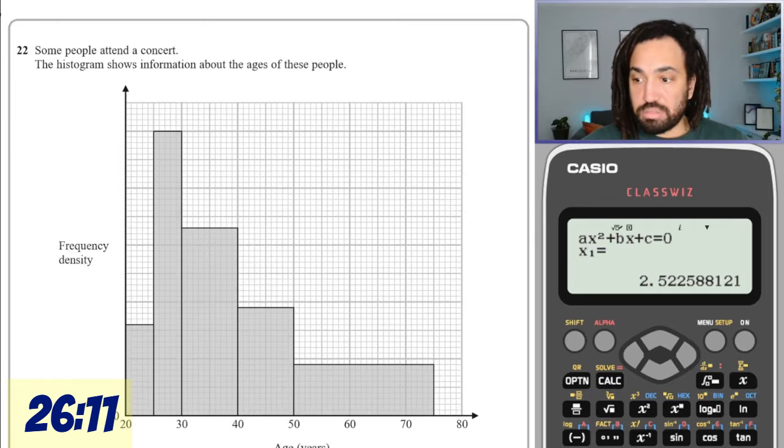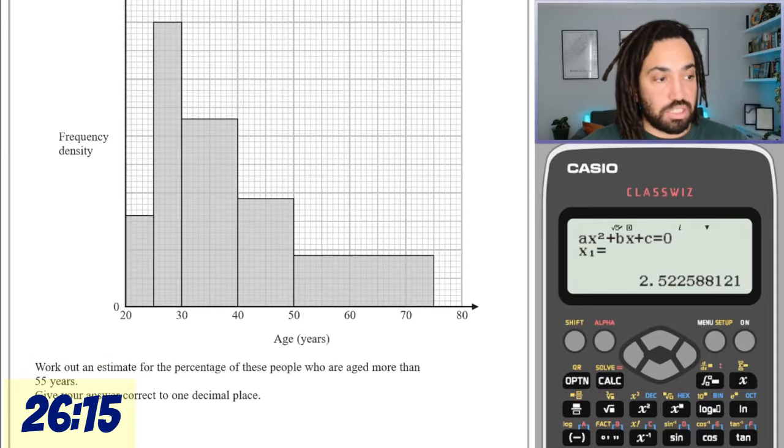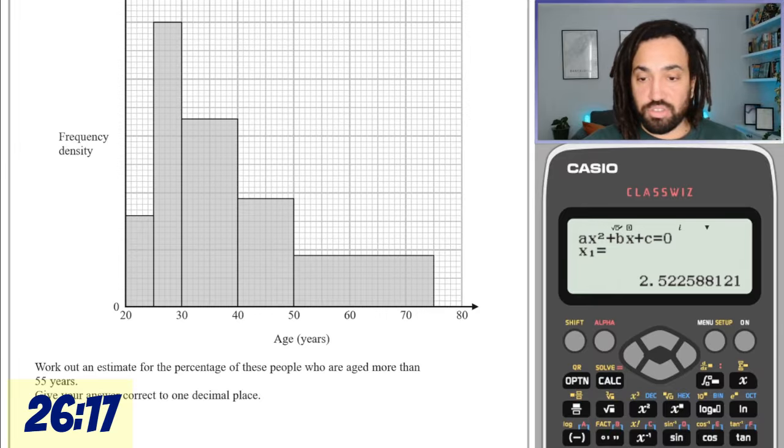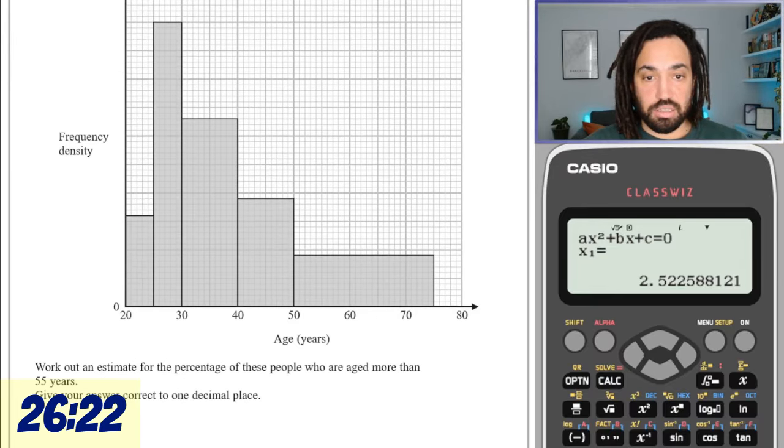Okay, so histograms, work out an estimate for the percentage of these people who are aged more than 55 years. You don't get anything. Right, fine.